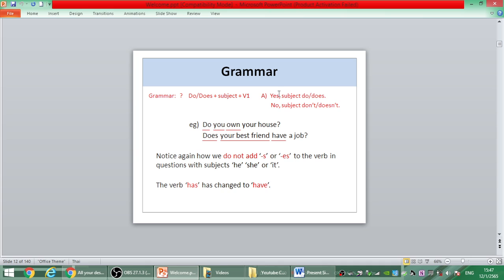The structure for the answers to a present simple question will be yes, subject, do or does, depending on your subject. No, subject, don't or doesn't, depending on your subject.